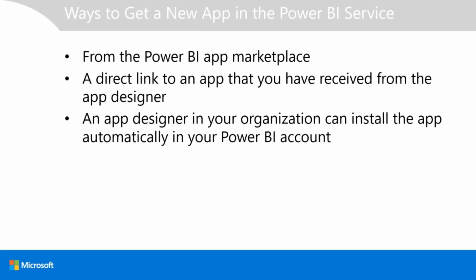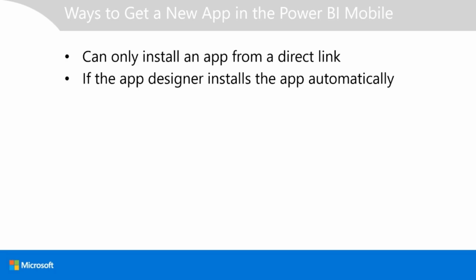Ways to get a new app in the Power BI service are the following. You can get it from the Power BI app marketplace. You can get a direct link to an app that you've received from an app designer, or an app designer in your organization can install the app automatically in your Power BI account. And ways to get a new app in the Power BI mobile: we can only install an app from a direct link, or if the app designer installs the app automatically.